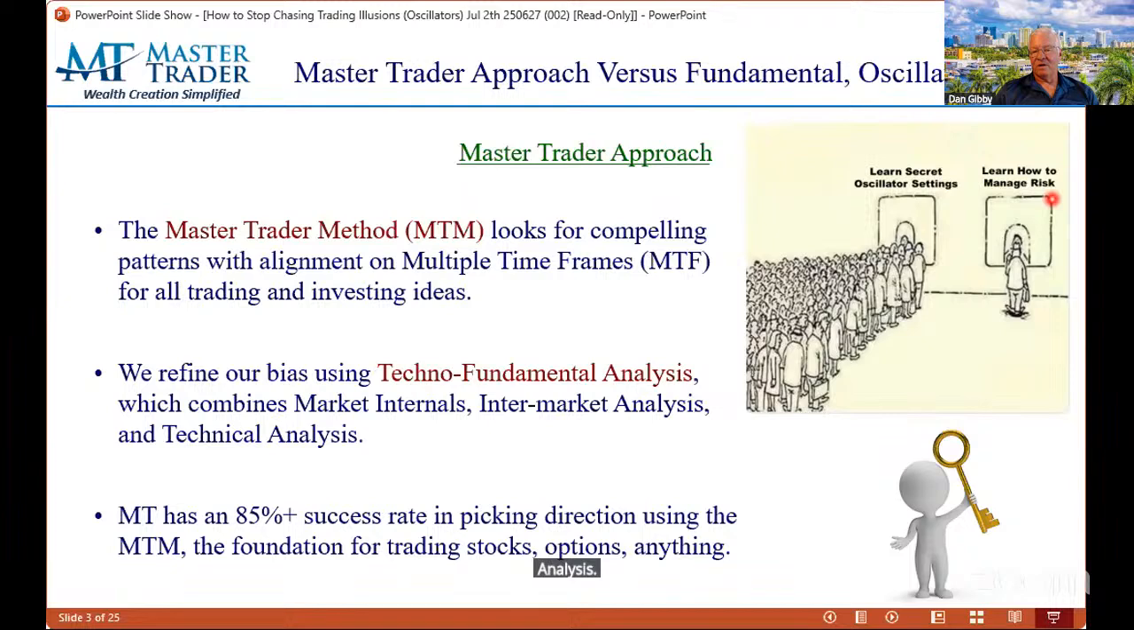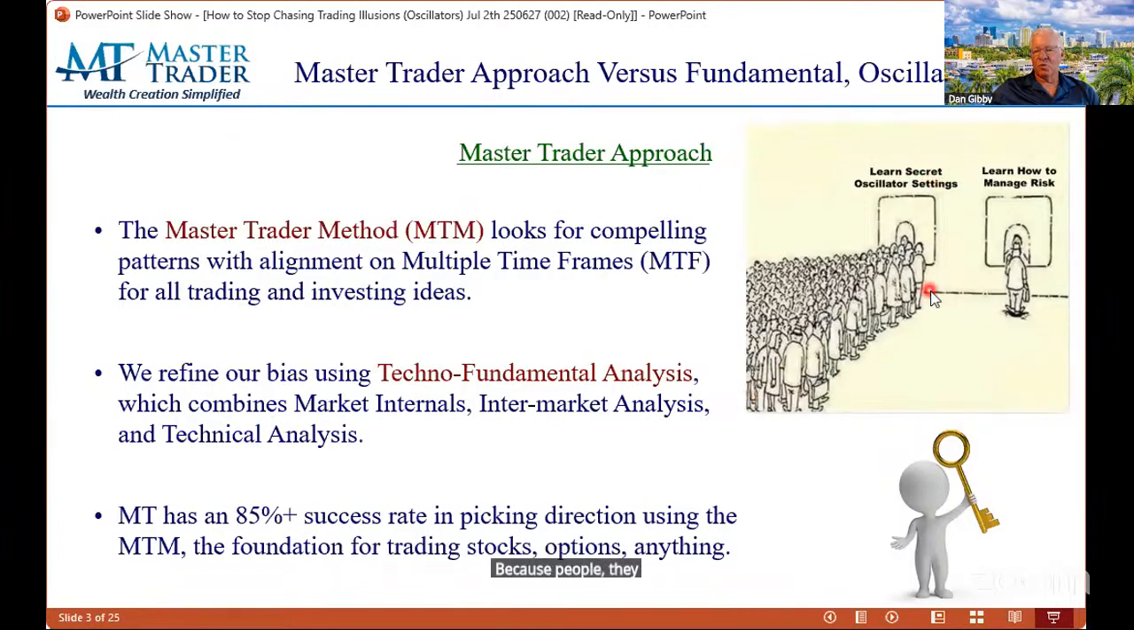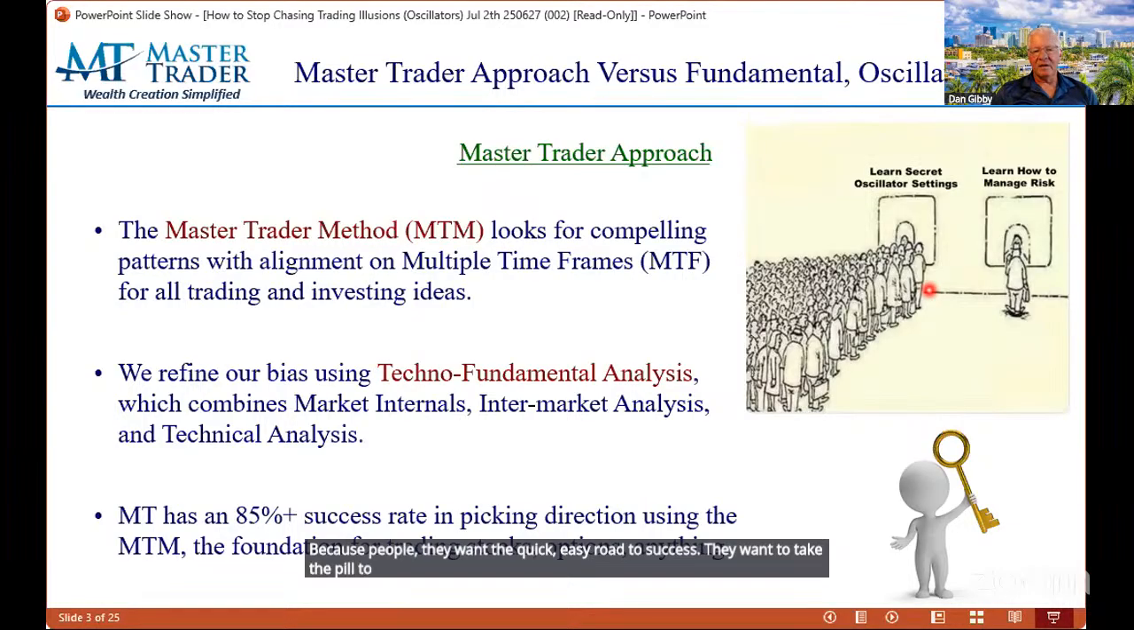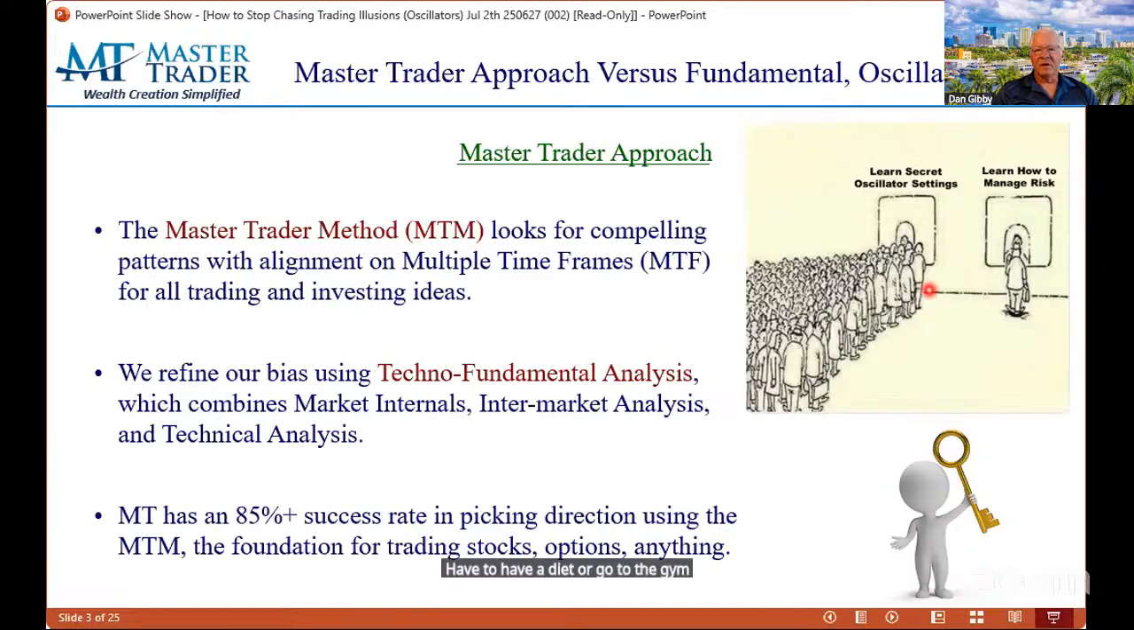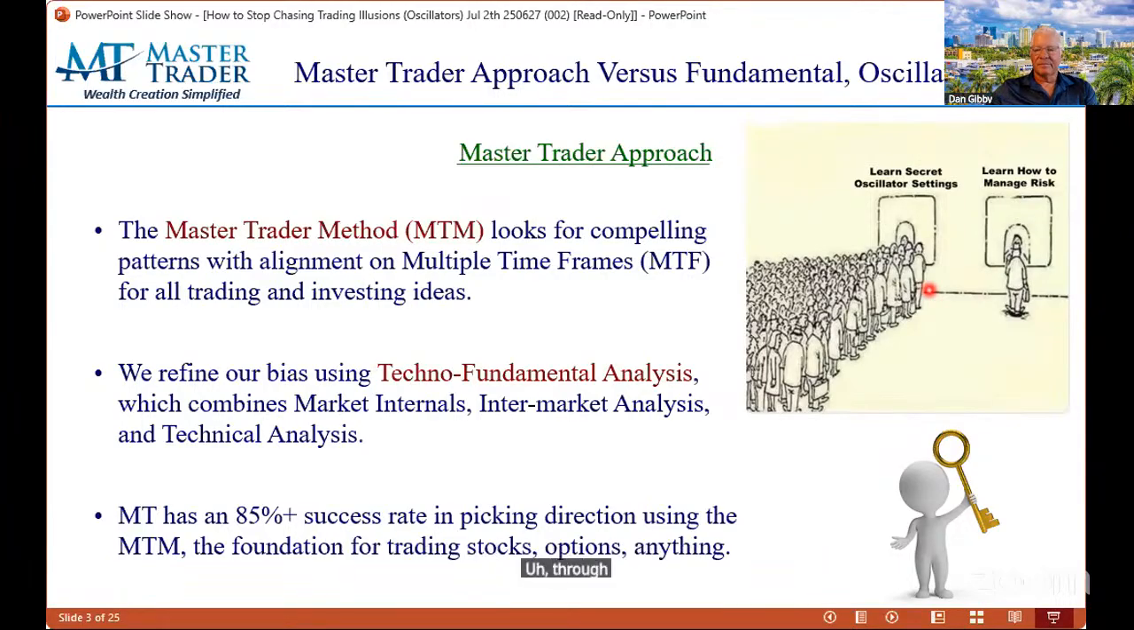And why do I say human emotion? Well, I'll tell you why. And I should have underlined this word secret, actually, because people want the quick, easy road to success. They want to take the pill to lose weight and not have to have a diet or go to the gym. And they want the same in the stock market. They want somebody to give them a red light, green light system through these complicated oscillators, etc.